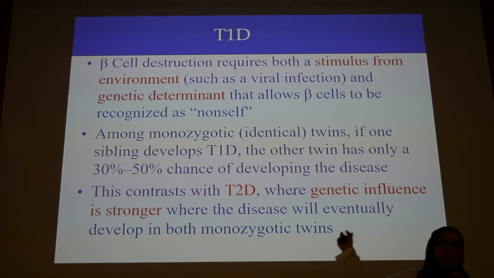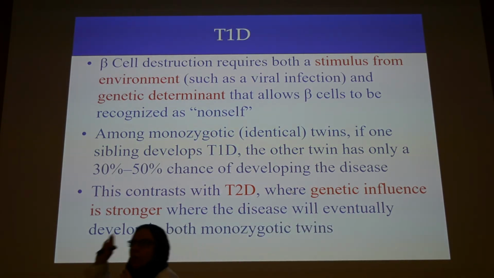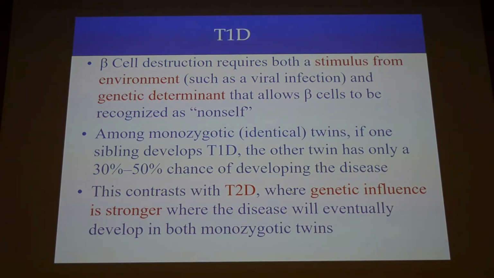So if one of the twins has type 1 diabetes, then there is a 30 to 50% chance that the second twin will have type 1 diabetes. But in type 2 diabetes, if one twin has type 2 diabetes, the second twin will almost certainly, maybe later in life, get type 2. So there is a higher chance for the monozygotic twin to get type 2 than type 1. This is how they know that the genetic determinant is stronger in type 2 compared to type 1.